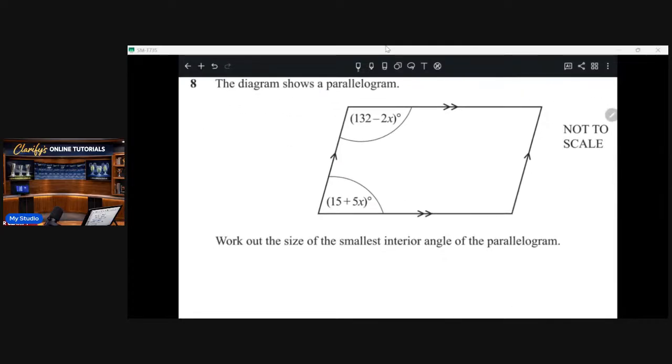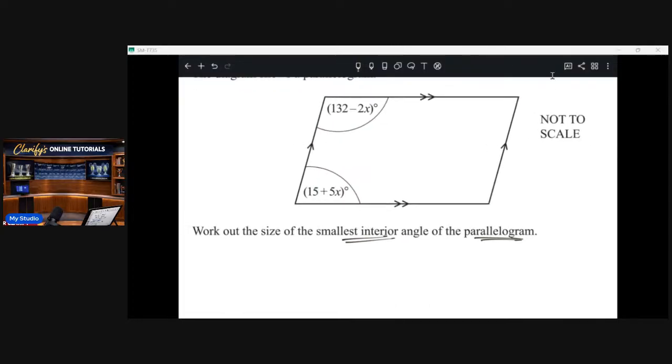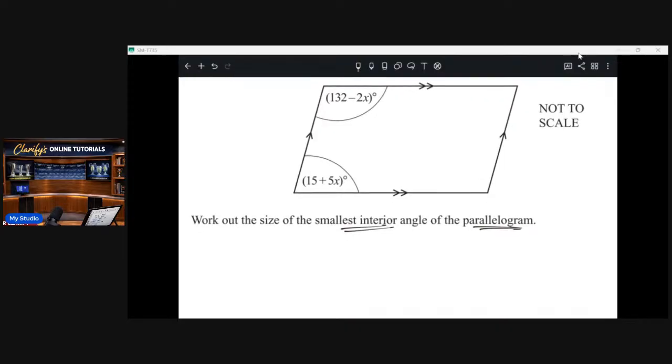Here, work out the size of the smallest interior angle of the parallelogram. What do we know about a parallelogram? It adds up to give you what? You say the sum of interior angles is equal to the sum of all the interior angles. It's n minus 2 times 180 degrees.